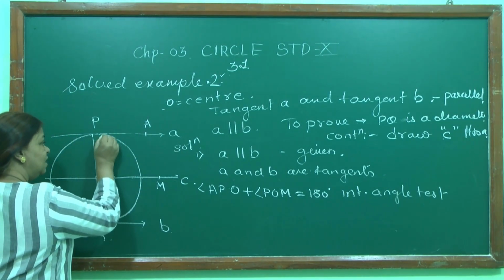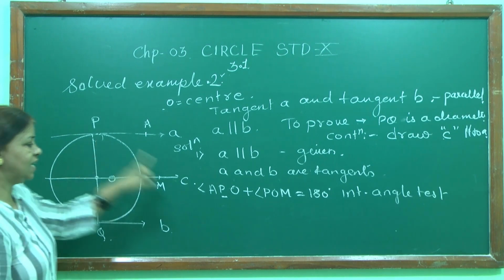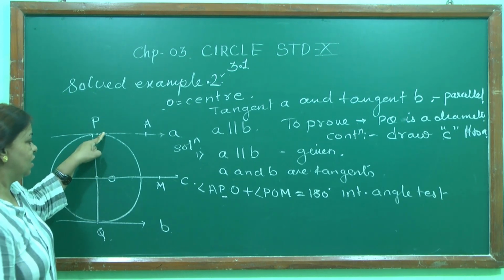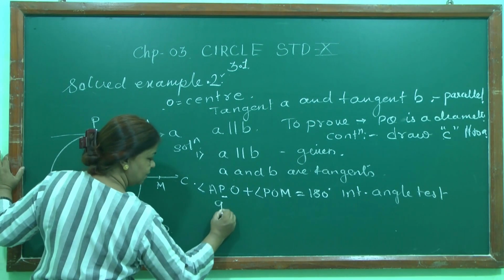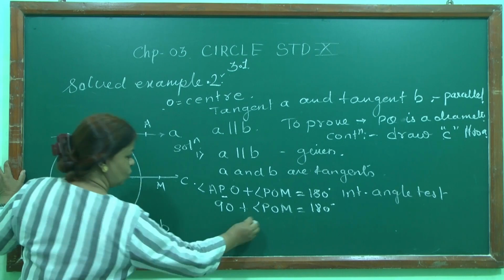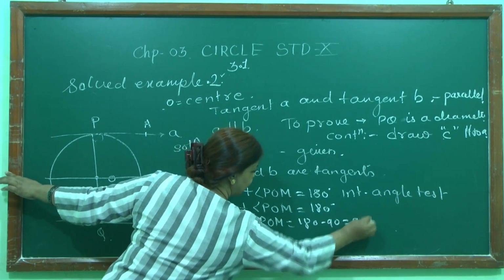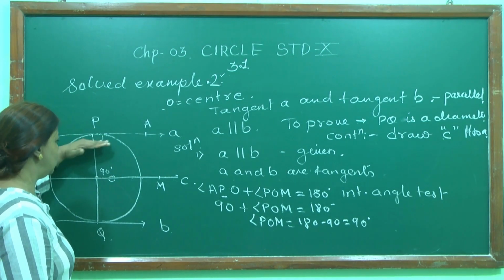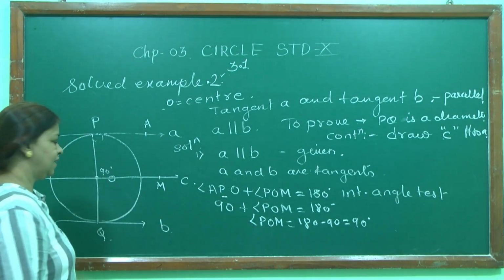Now how did I get this 90 degree? Because it's a tangent. See, this angle is 90 degree because it's a tangent. Now this line is parallel to this line. That means this angle is also 90 degree. See here, this is 90 degree plus angle POM is equal to 180 degree. So angle POM is equal to 180 minus 90, which is equal to 90 degree. So I got this as 90 degree. Because this line is parallel to this line, this angle plus this angle is equal to 180 degree, and this is 90 degree.